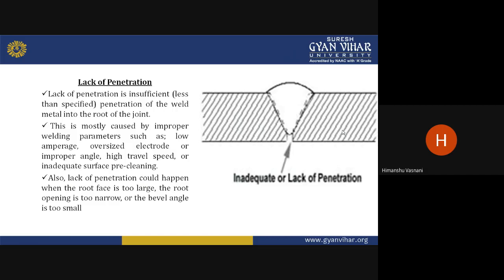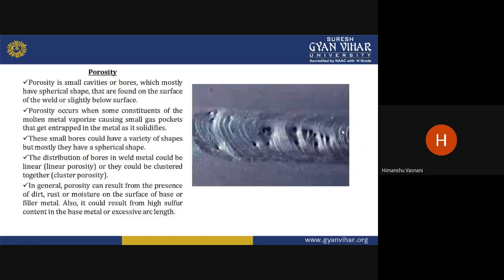Okay, now next, porosity. I told you earlier also. It is a kind of small cavities, mostly of spherical shape, at the bottom surface of the weld or slightly below the surface. Now this occurs when some constituents of the molten metal vaporize, causing small gas pockets that get entrapped in the metal as it solidifies. I told you earlier also that it is trapped.